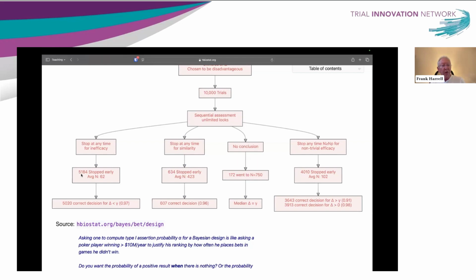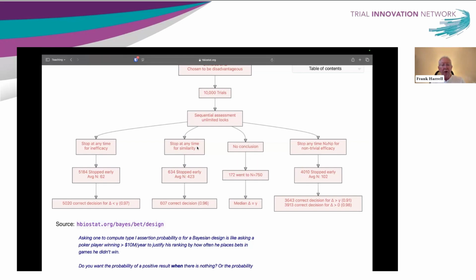So we stopped early for inefficacy 5,184 times. Of those times, 5,020 of those, the decision we reached was correct, in that those 5,020 trials were actually generated by a treatment effect that was trivial or worse. And so our accuracy, our Bayesian operating characteristic, is 0.97. So of all the times that we stopped early for inefficacy, 97% of the time, that was the correct decision. Can't ask for much better than that.